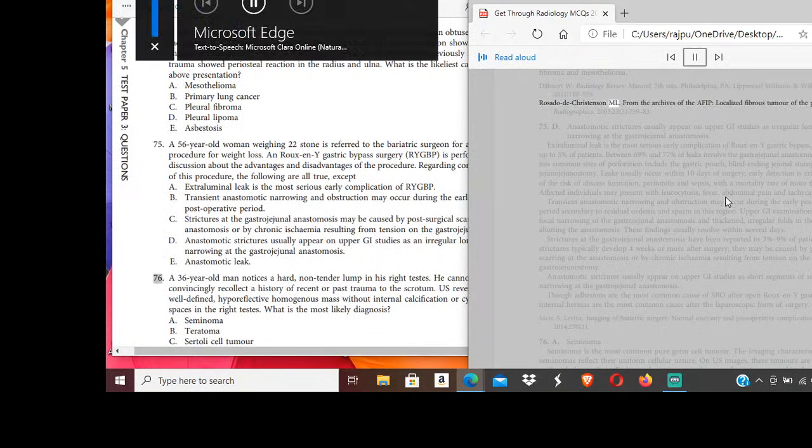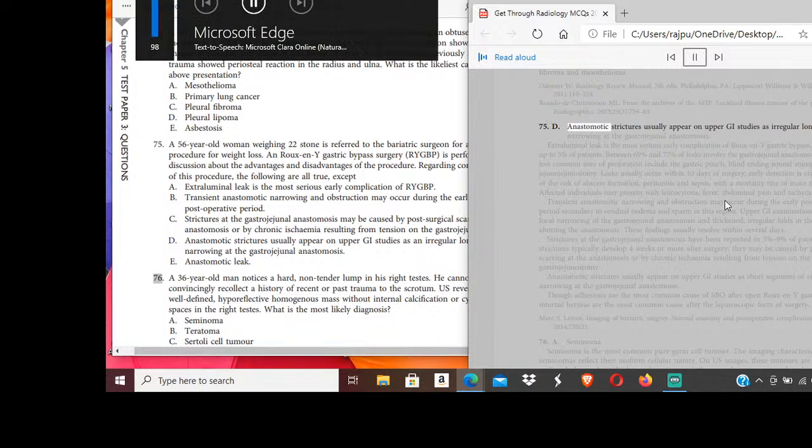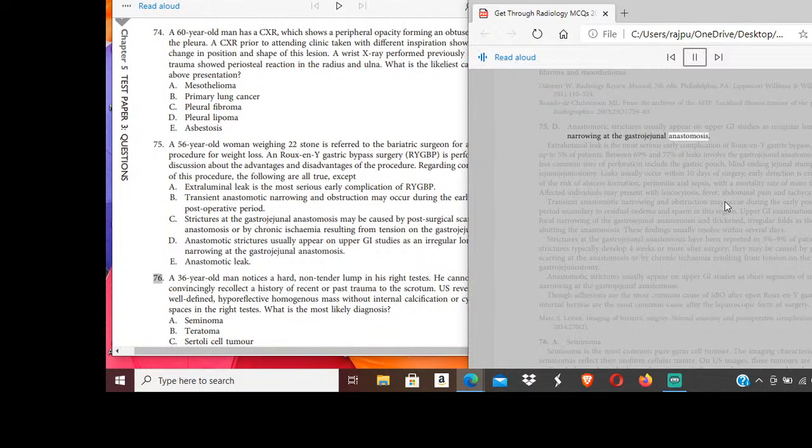Rosado de Christensen, M.L. From the archives of the AFIP, localized fibrous tumor of the pleura. Radiographics. 2003, 23, 759-783. 75. D. Anastomotic strictures usually appear on upper GI studies as irregular long segment narrowing at the gastrojejunal anastomosis.